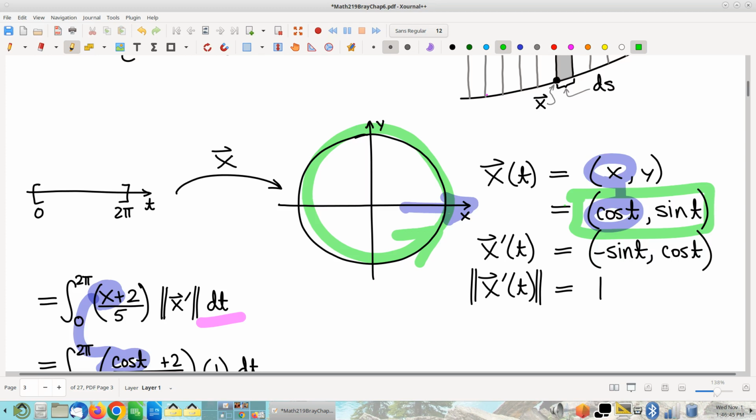It's all, in some form or another, going to come from understanding your parameterization. And here, I know that my parameter is basically angle, and then I just think about the angles. Yes? Really quickly, just one more time about the stretching factor.